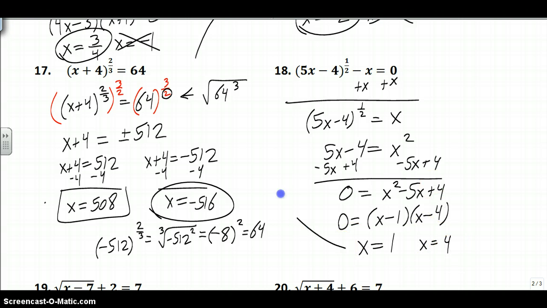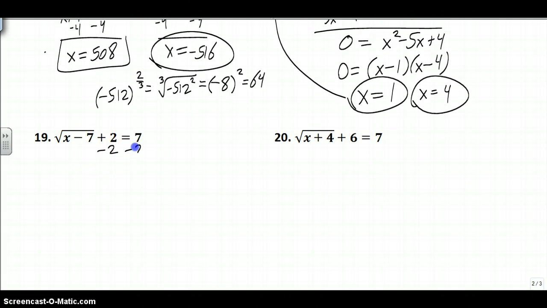And of course, try them back out here. 5 times 1 is 5, minus 4 is 1. Square root of 1 is 1, which equals 1. So 1 checks out. 5 times 4 is 20, minus 4 is 16, and the square root of 16 is 4, and that does equal 4, so they both work.